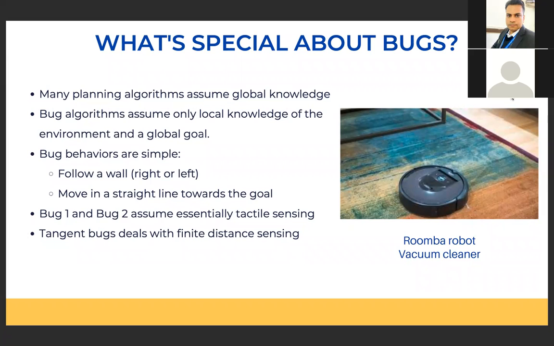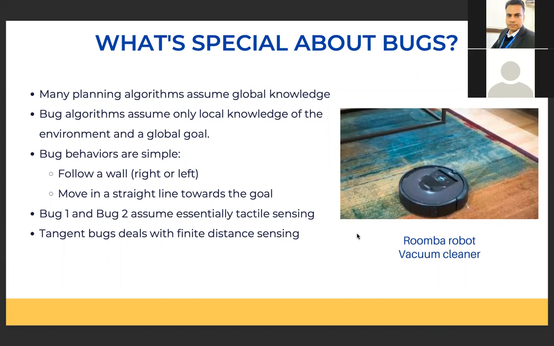So we are assuming that bug one and bug two assume tactile sensing or contact sensing. And tangent bug deals with something called finite distance sensing. We'll discuss that in this lecture.